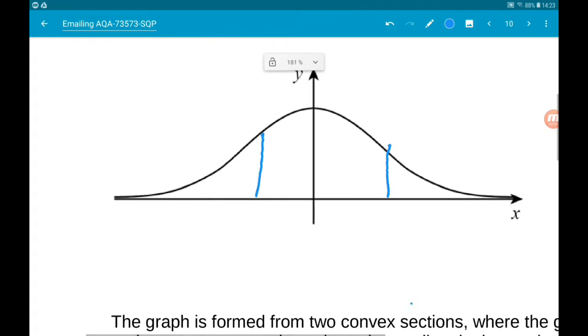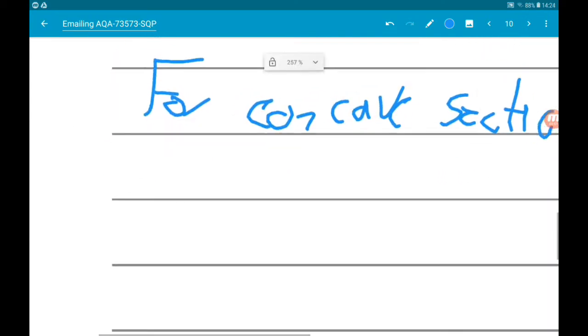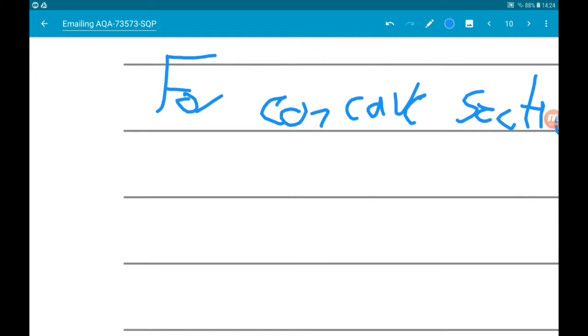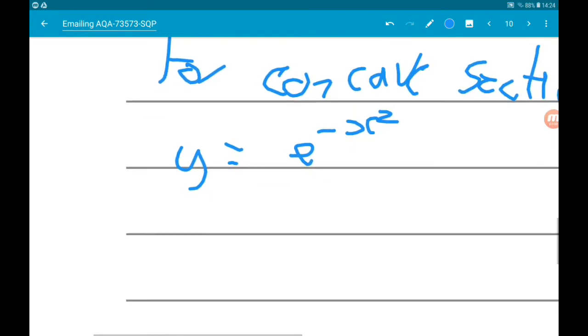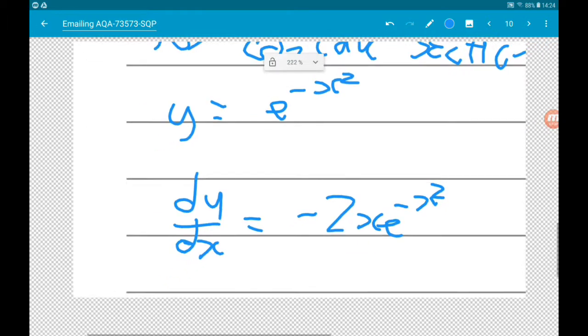So, first up then, we need to find the first derivative. So, if y is equal to e to the minus x squared, then by the chain rule, dy by dx is equal to the derivative of minus x squared, which is minus 2x times e to the minus x squared. So that's our first derivative.